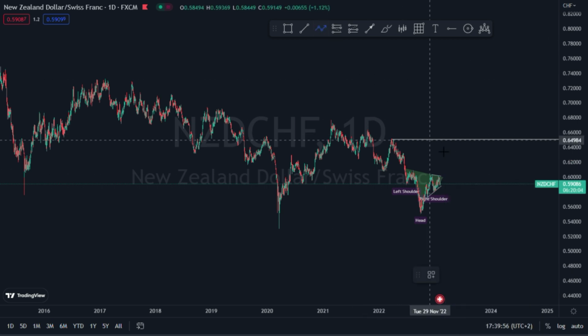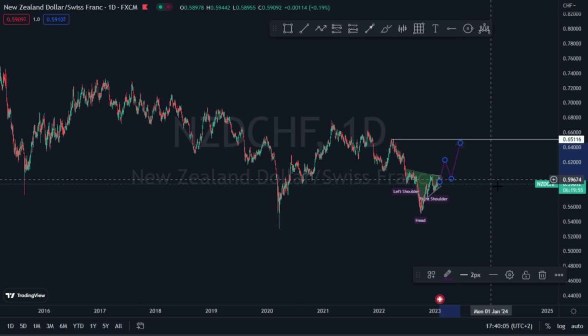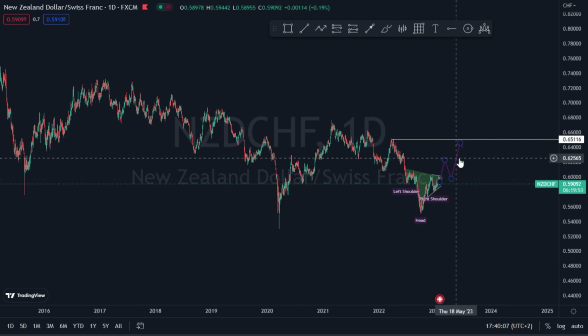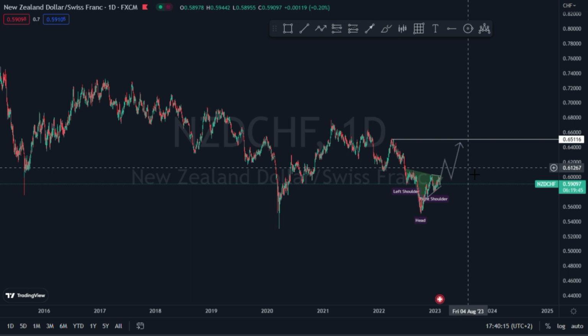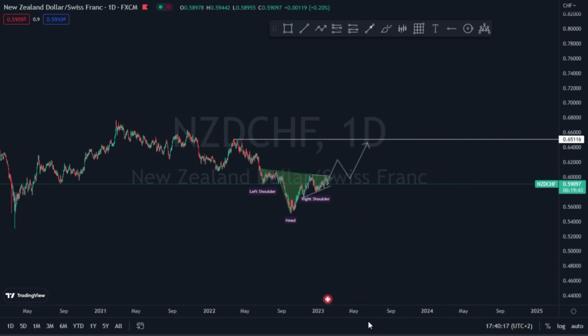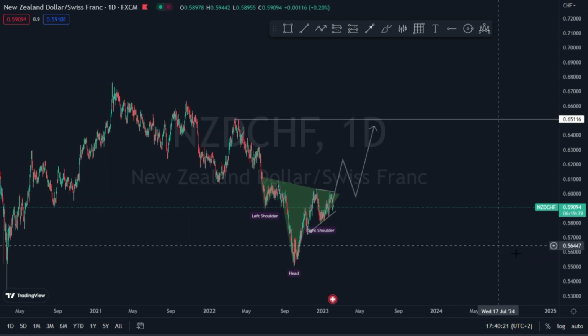we expect something like this to happen, retest, boom, then we complete that structure, right? So this is what I'm anticipating in the market. This is an inverse head and shoulders.